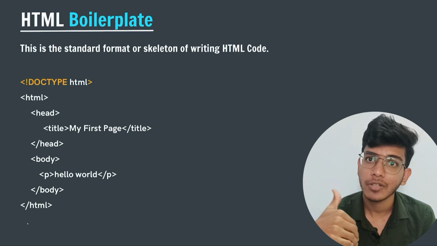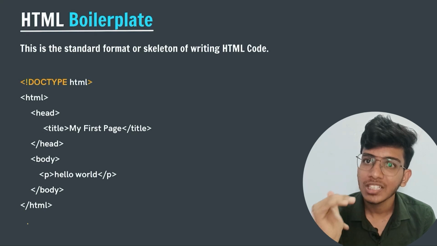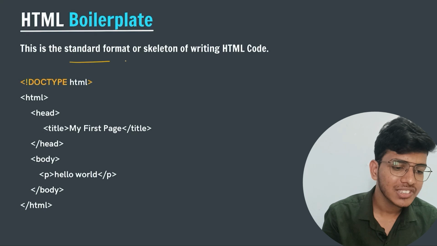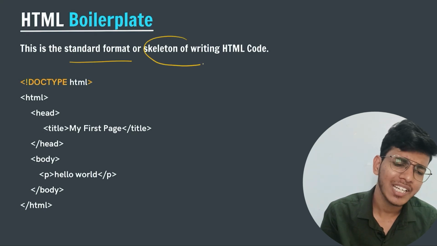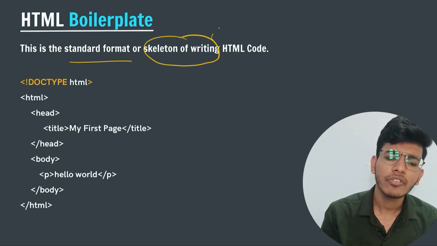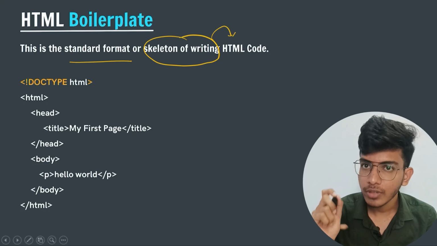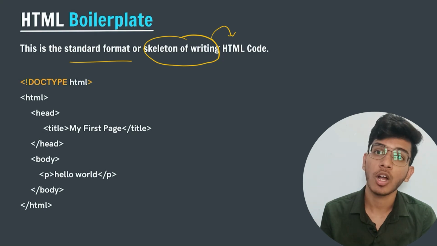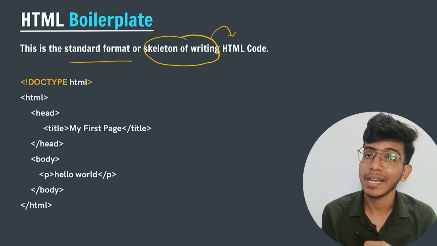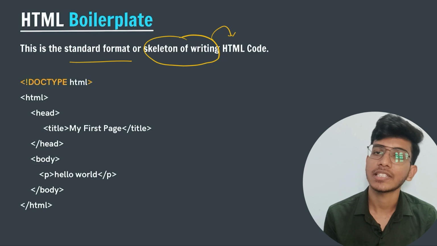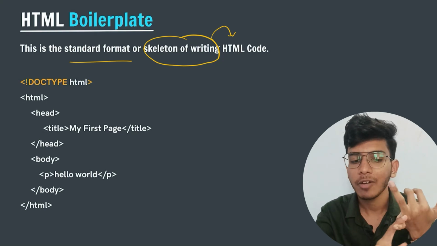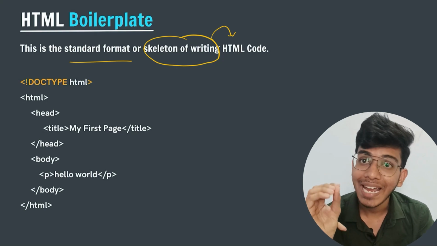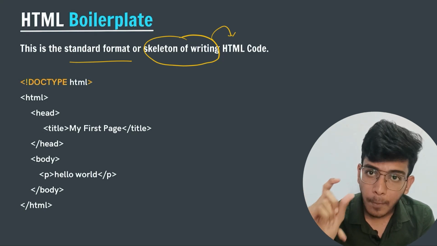Like this I'm getting my format, and this structure is known as HTML boilerplate. This is the standard format, or you can say skeleton, of writing HTML code. Whenever we are creating HTML code, first of all we write the boilerplate, and in the boilerplate we write whatever things we are writing. Up to now we have created a paragraph tag, h1 tag, all those kinds of things, right? So we write that in our boilerplate code.